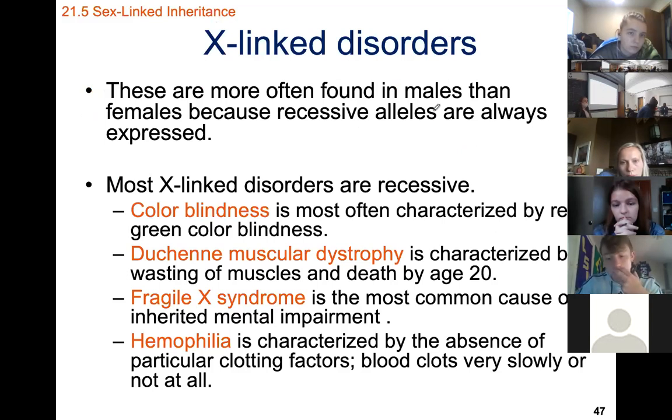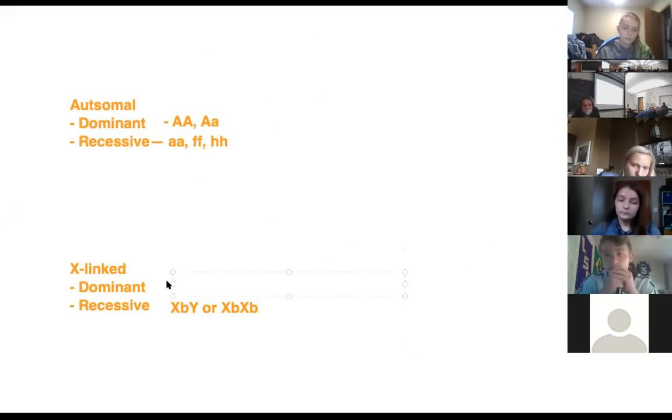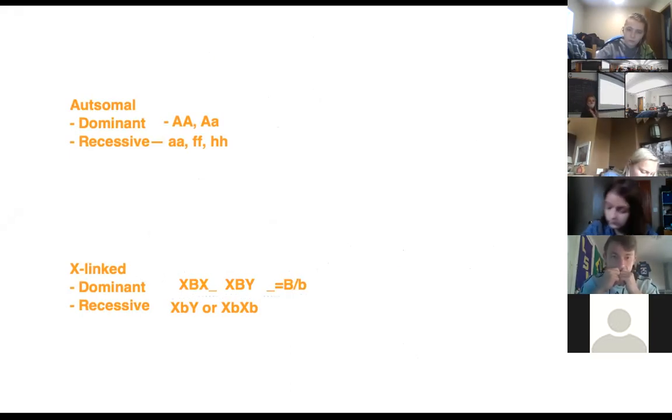Here's a couple examples of some X-linked disorders. The one that we're missing up here is dominant. If you are dominant, you look like that, or like this. This could be a big B or a small b. Filling that in up here. That blank here for the Zoom, the blank means that it could be big B or little b. Okay.